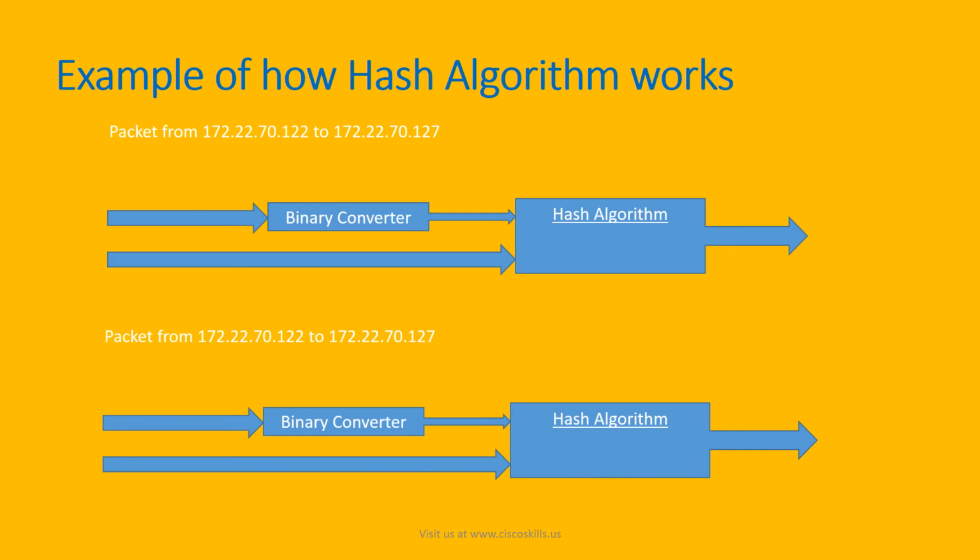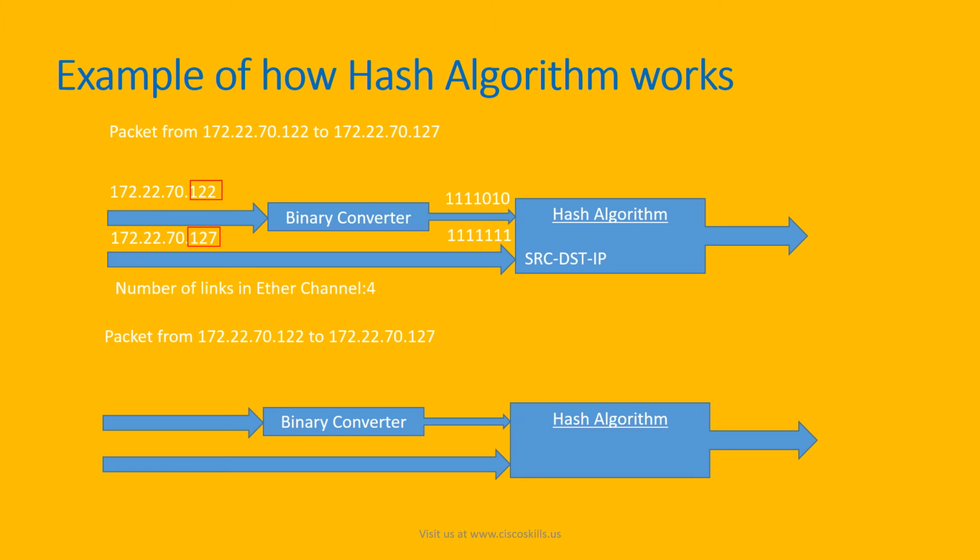Now we're gonna take a look at the third case where we use the source and destination IP address as a load balancing method. So it means we have to use a source IP address and destination IP address to analyze. First, let's take a look at the source IP address, and we need to convert 122 into binary, and the destination IP address, and we're gonna convert 127 into the binary string.